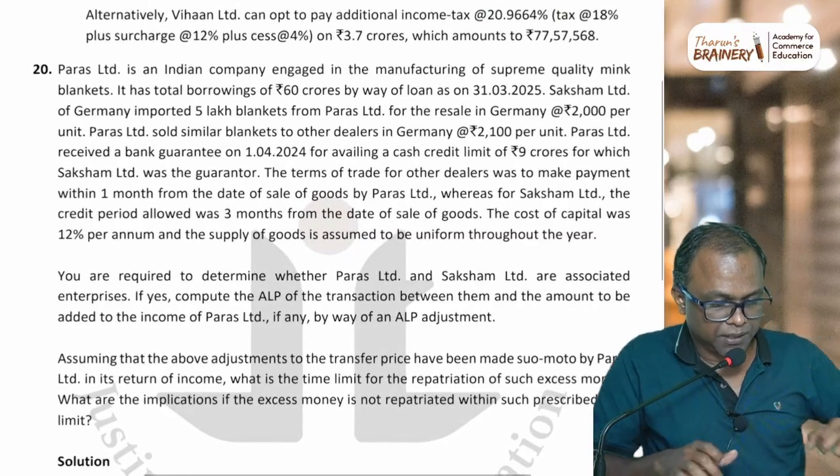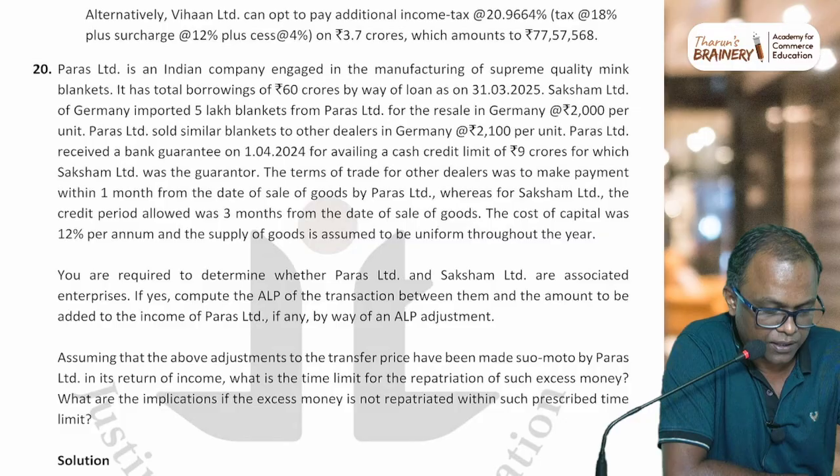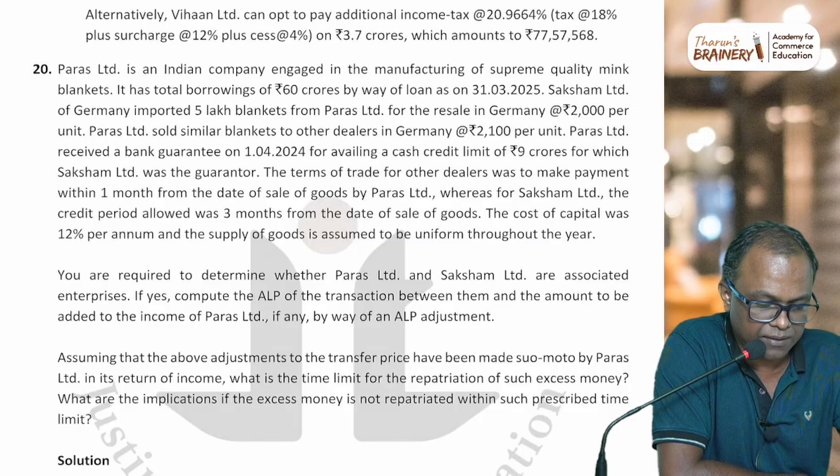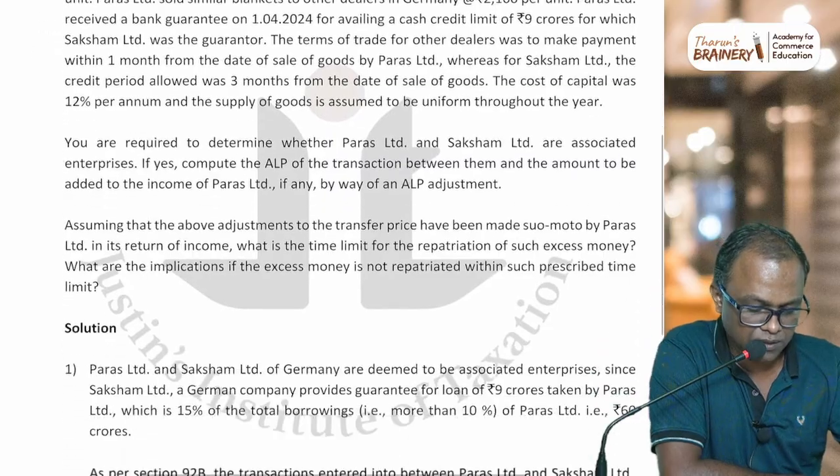So the related party, that is in this case 60 crore, okay, German company buys 5 lakh blankets from Paras Limited for resale in Germany at 2000, that is the TP. The unrelated party price is 2100 per unit. So first we should find out the unrelated party.